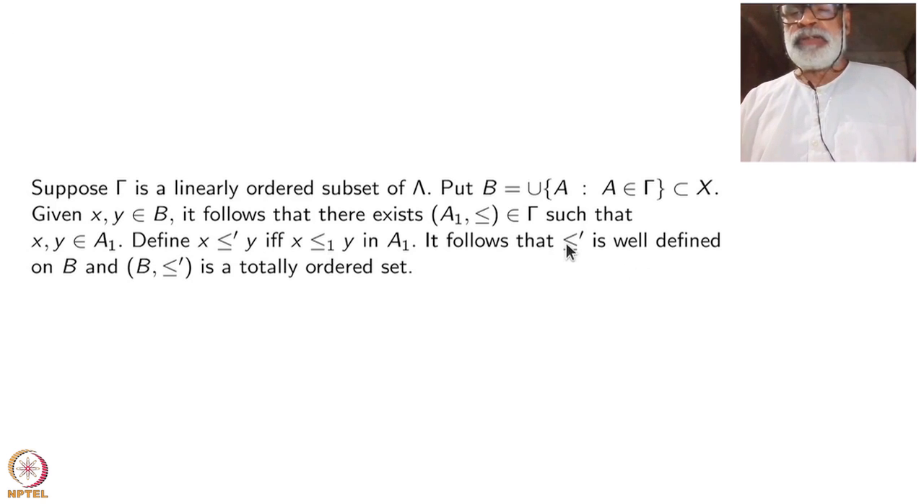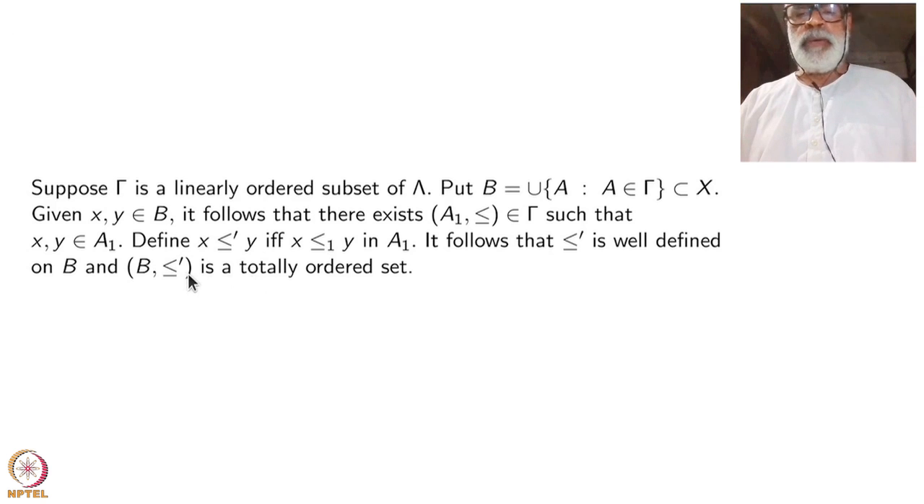Okay, that's why this is well defined. Automatically it will be an order, a partial order. So what we have to say is that it is a totally ordered set. B with order less than or equal to prime is a totally ordered set. Actually, we want to show that it's a well order. Total order is obvious, we have just shown this one. So this is a well order.